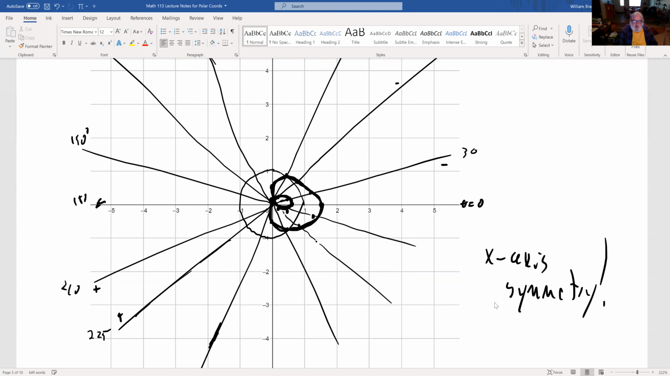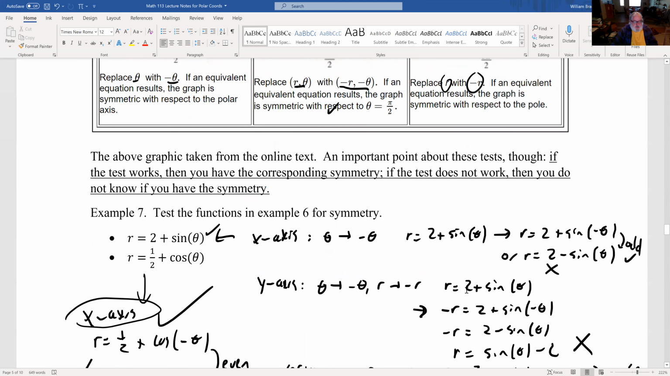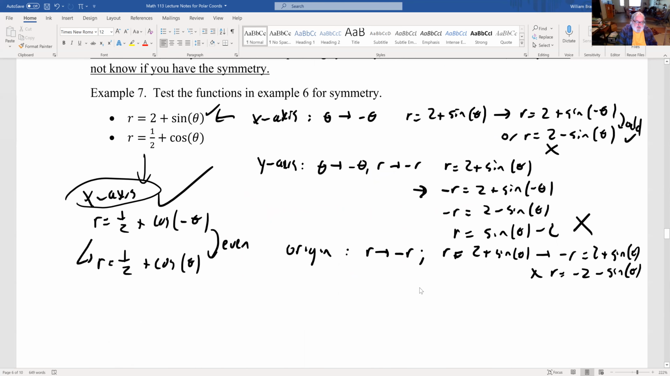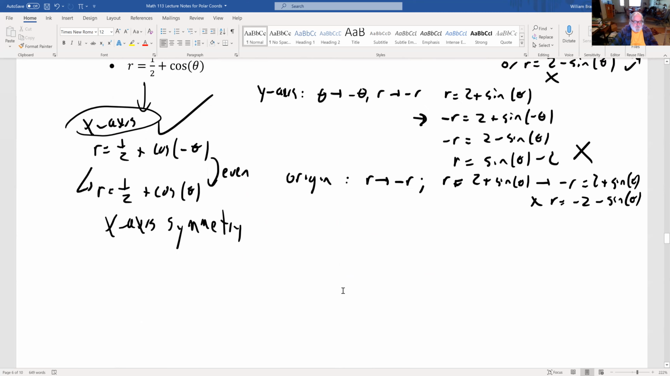It's not symmetric left and right, and it's not symmetric about the origin. So I'm not going to bother with the test for that. But this test does in fact pick up that it does have x-axis symmetry. So the tests are there, they can be useful, but not all the time. You have to remember that sine is odd, so minus signs can come out of sine. Cosine is even, so minus signs inside of cosine go away.